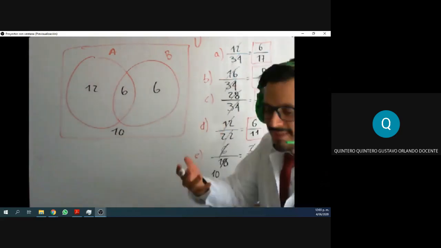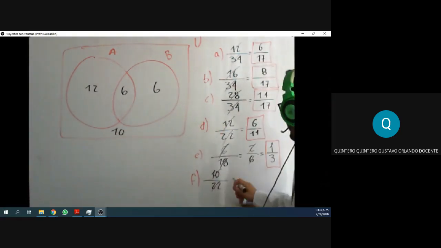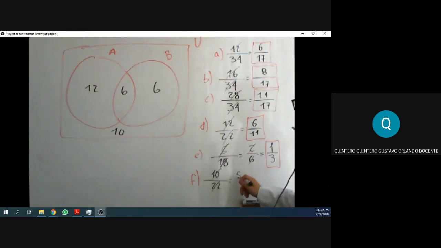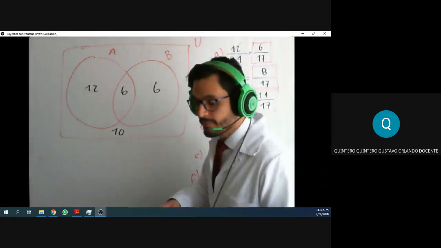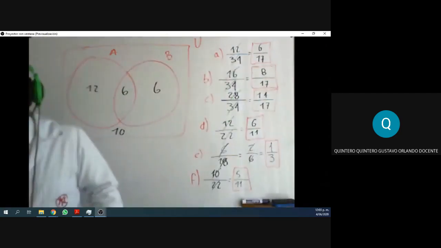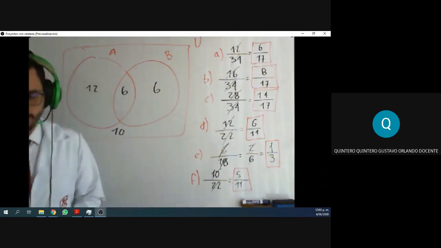But we can simplify. If we simplify by half, we're going to have 5 over 11. We cannot simplify any longer. So this will be the solution, 5 over 11. That is a conditional probability explained in the easiest form possible.